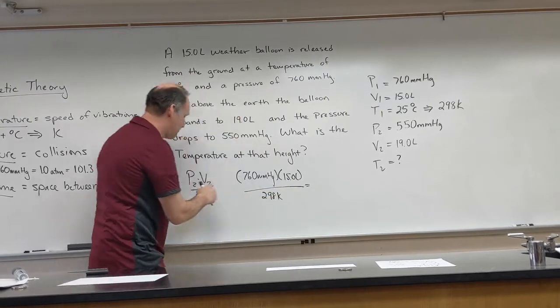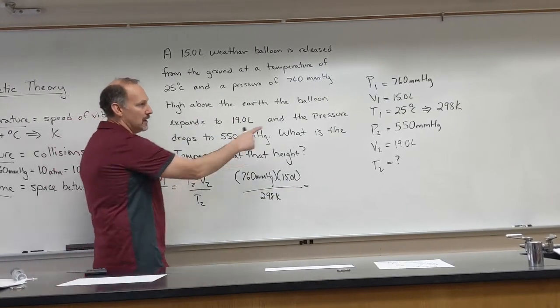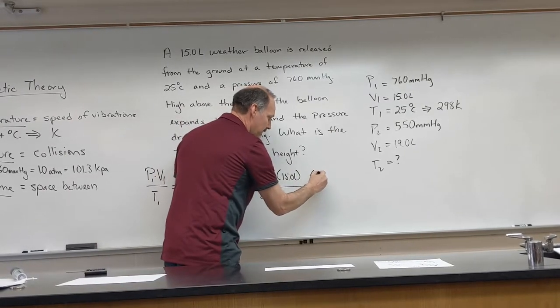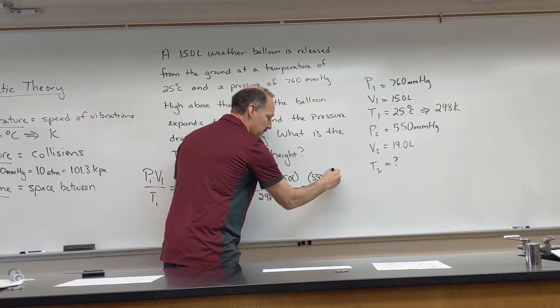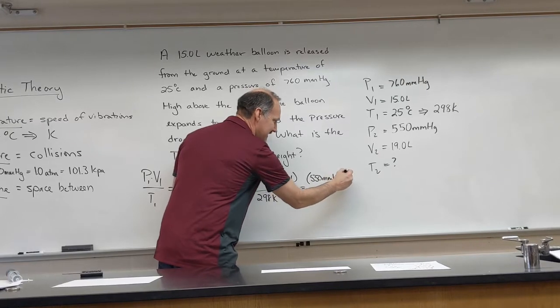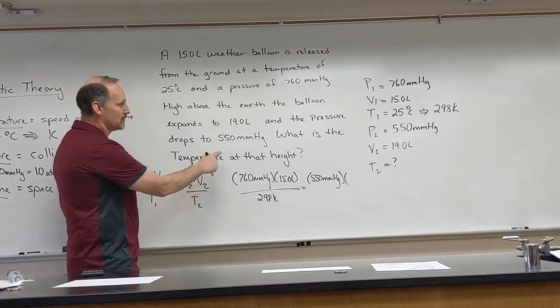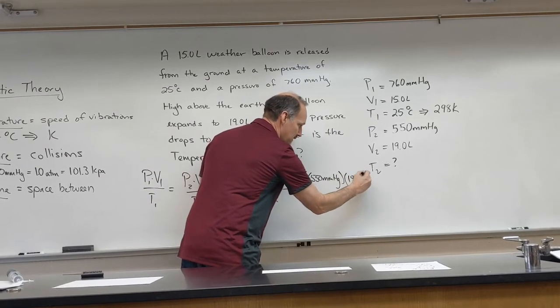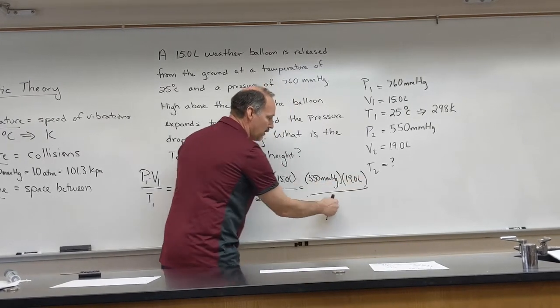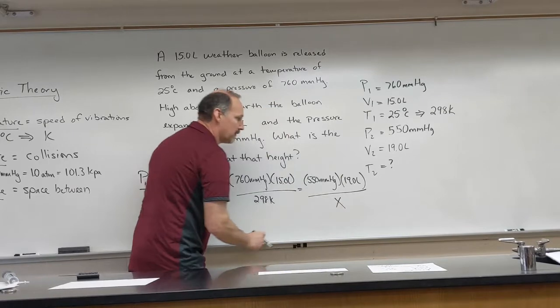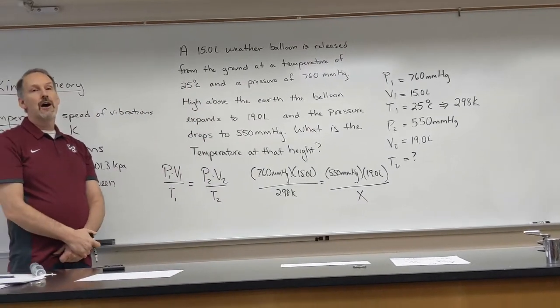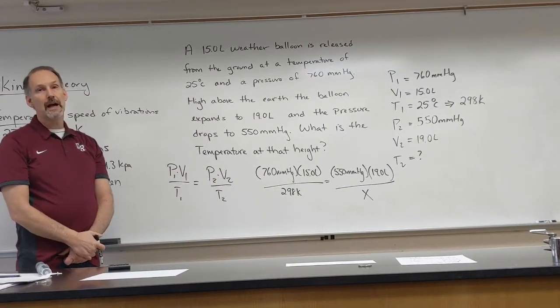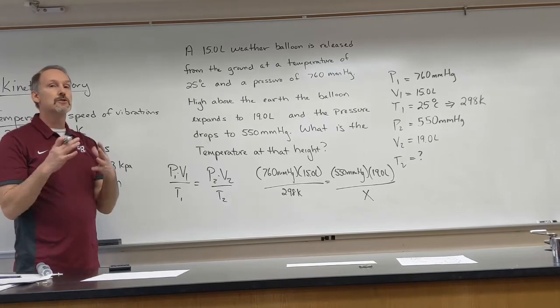And we have P2 on the other side of the equation. That's 550 millimeters of mercury. And then we have, next to that, our V2, which was 19 liters. And then we have our unknown T. We'll put an X there for a question mark. And so now we have a little bit more complex problem. So here's the problem we're running across.